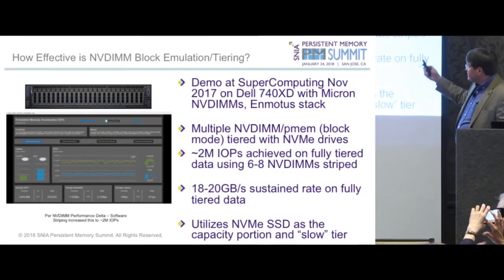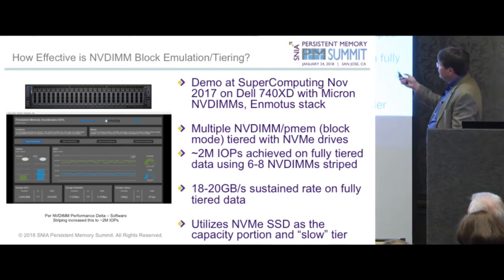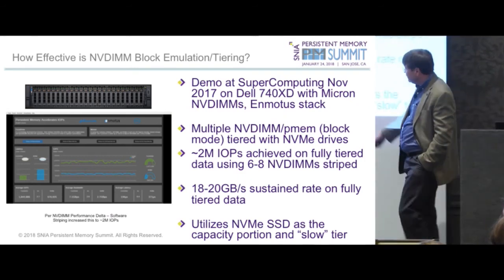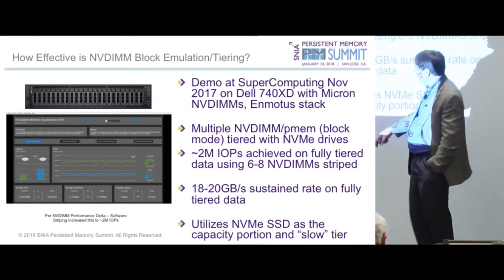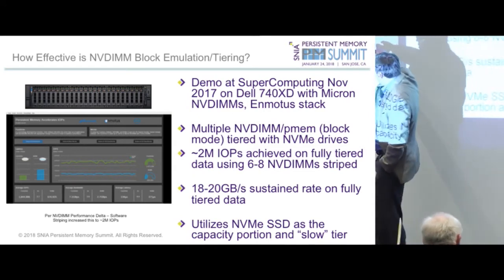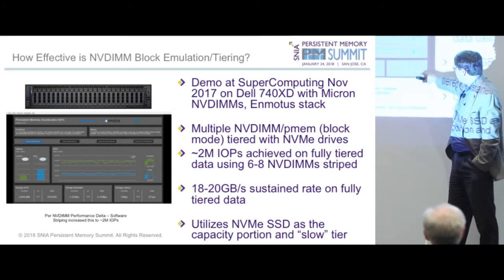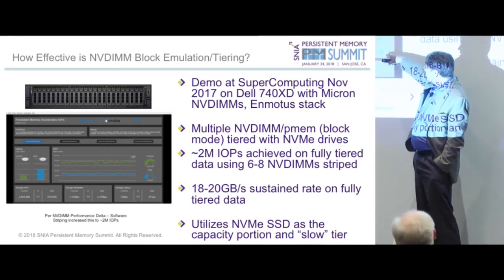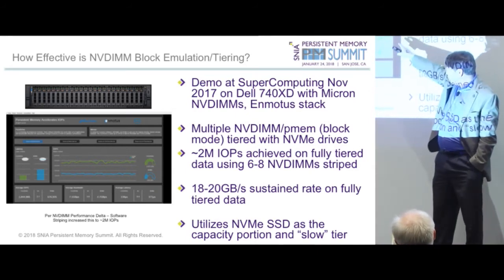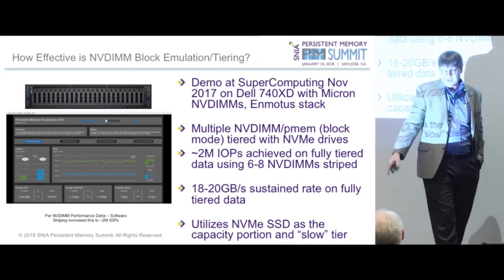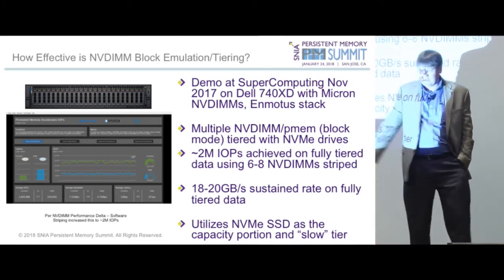So let's take a look at a quick demo that we had done over at Supercompute. I'm probably not going to be able to see from back there, but the numbers up here are in the 2 million range, and the numbers down here are just slightly under 1 million. The 2 million range is actually made up of NVDIMMs plus an NVMe device, and the NVMe device is there just below the NVDIMM.